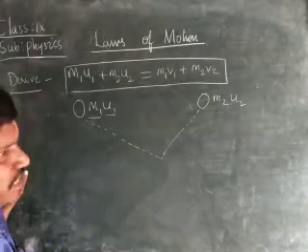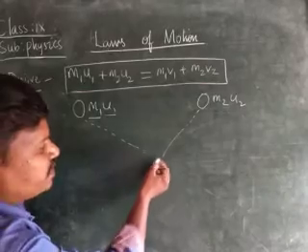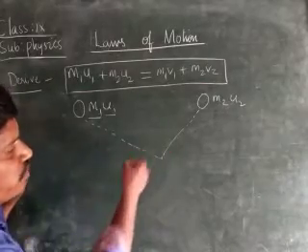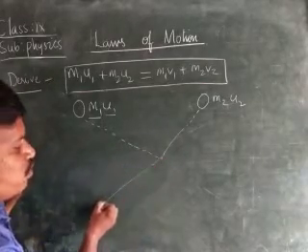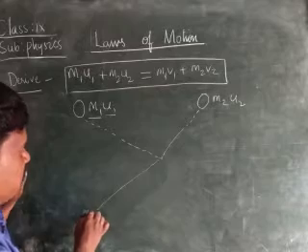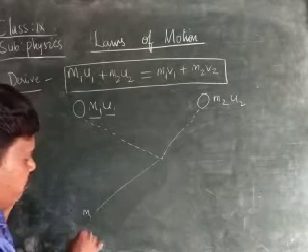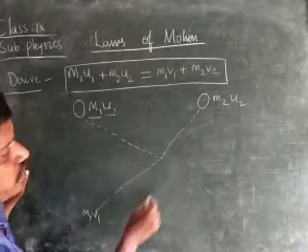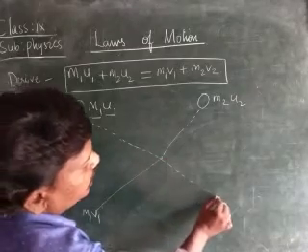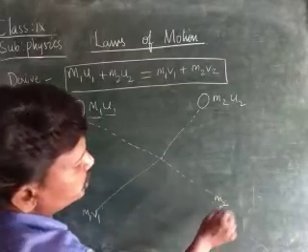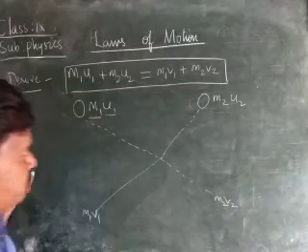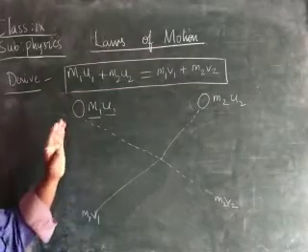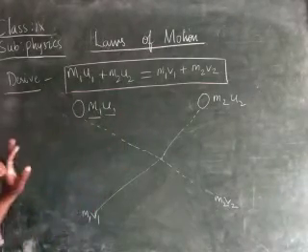Okay, when they are moving, they collide with each other. When they collide with each other, the body of mass m1 is moving with velocity v1 after the collision, and here the mass m2 is moving with velocity v2, children. Okay, here m1 u1, here m2 u2.